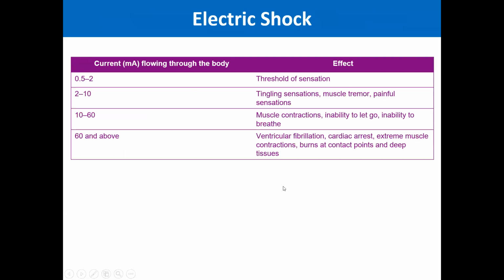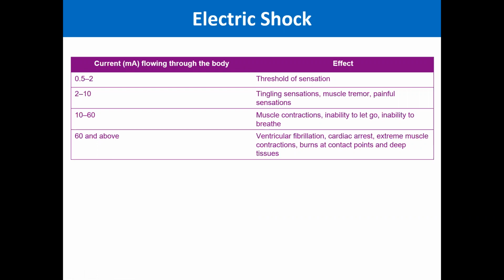Electrical shock usually has thresholds. If the current flowing through your body is between 0.5 to 2 milliamperes, that is the threshold of sensation. You will start feeling that current is flowing. 2 to 10 milliamperes, there will be a tingling sensation, muscle tremors, and a slightly painful sensation. 10 to 60 milliamperes will cause muscle contractions, and you will have the inability to let go.